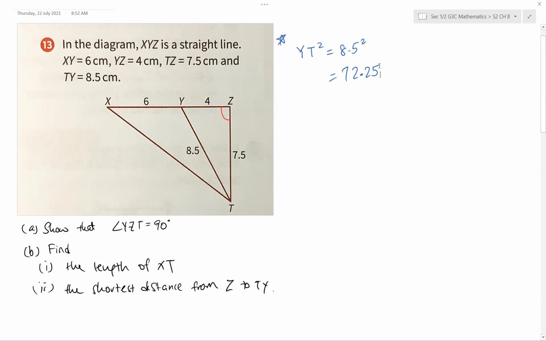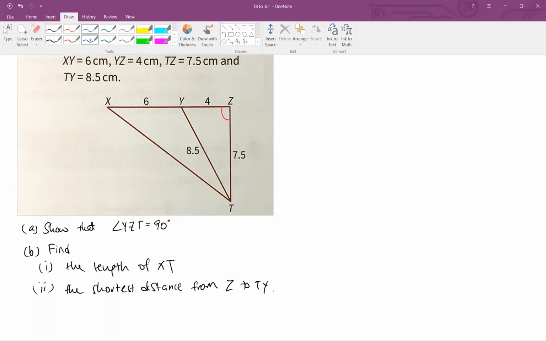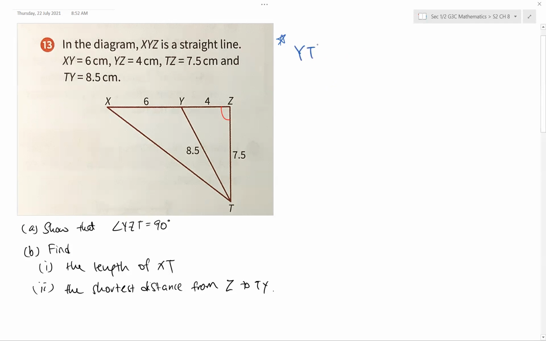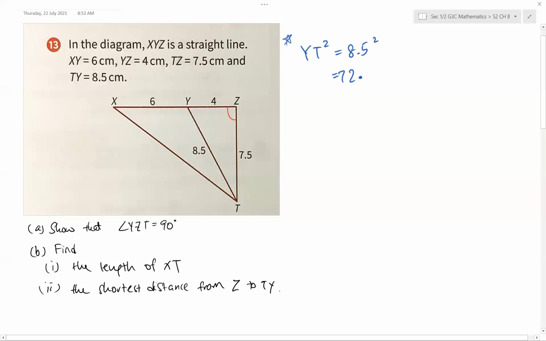So our objective, Enhui, can see or not? It's too thin. Okay, let me choose a dark, thicker pen. YT square, is this better? Okay, so we were saying 8.5 square, giving us 72.25.